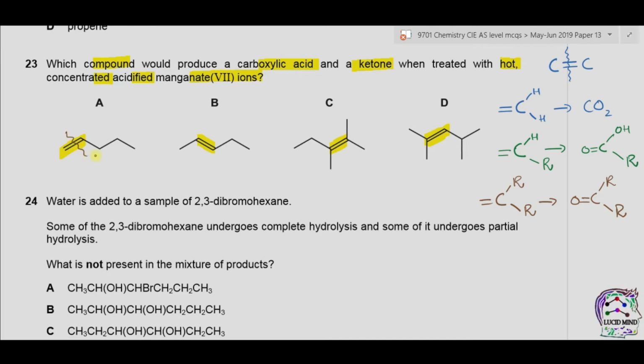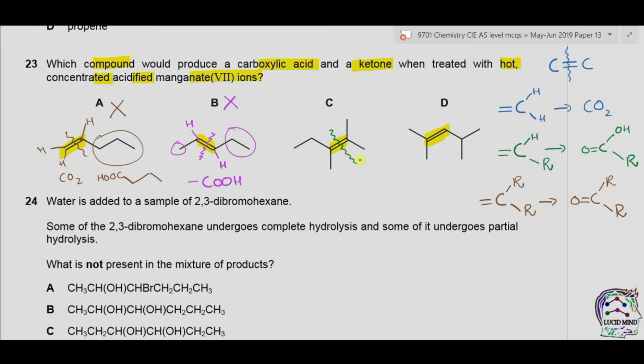In A, this is broken as we have two hydrogen atoms, so this will form CO2. And as on this carbon atom we have one hydrogen atom and one alkyl group is attached, therefore this portion will form carboxylic acid. So no ketone is formed, so A is incorrect. In B we can see that this bond will break as this carbon atom has one hydrogen atom and this also has one hydrogen atom and one alkyl group is present on both carbon atoms, so both will form carboxylic acid functional groups. So B is also incorrect as no ketone is formed.